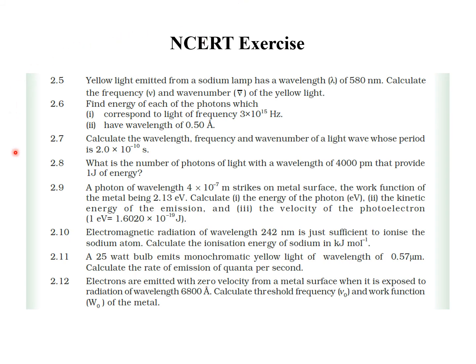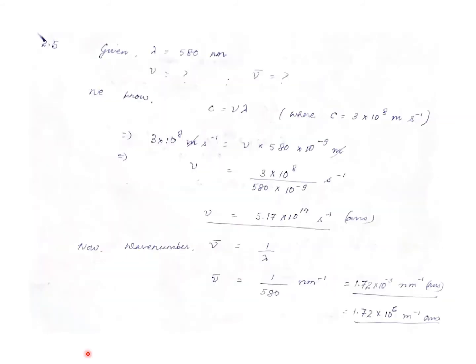So let us now jump into the question answer series. We will be dealing with questions 2.5 to 2.12 of the NCERT exercise in this lecture. Let us take the first question, 2.5: yellow light emitted from a sodium lamp has a wavelength of 580 nanometers. Calculate the frequency and wave number of the yellow light.